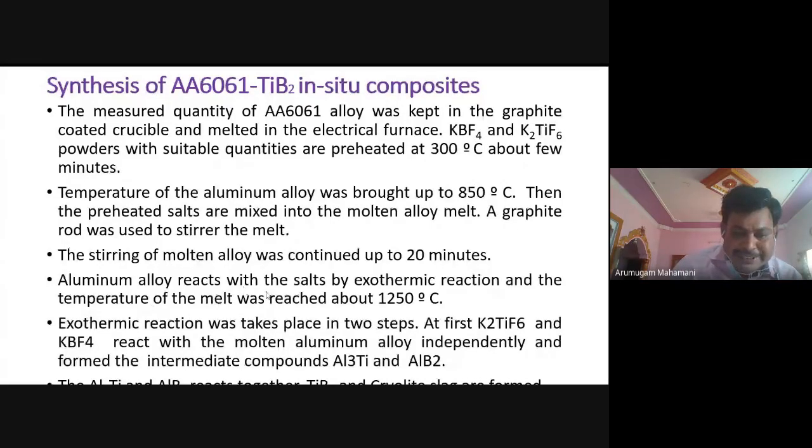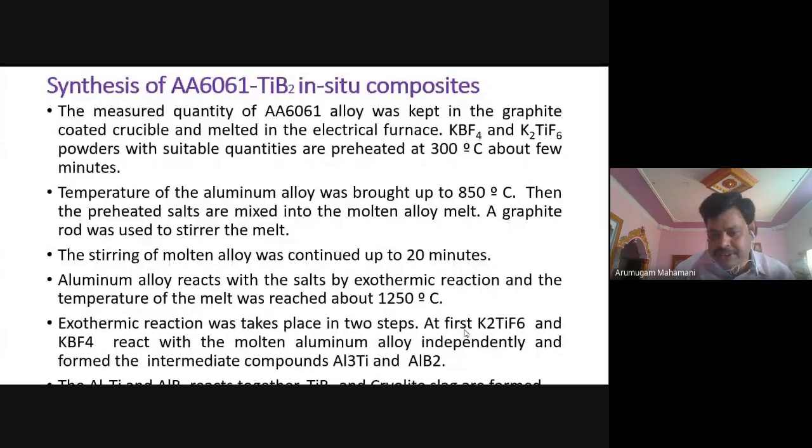The aluminum alloy reacts with the salt, and by exothermic reaction the temperature of the melt reached 1250. What is the input temperature? The aluminum matrix is at 850 degrees centigrade. After adding this KBF4 and K2TiF6 halide powder, due to the exothermic reaction, your melt suddenly goes to 1250 degrees centigrade. So the input is 850, and after adding the salt the temperature increases to 1250 degrees centigrade, a result of the exothermic reaction.